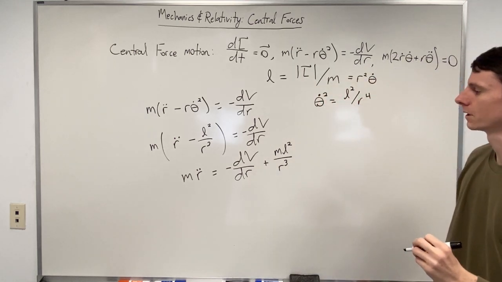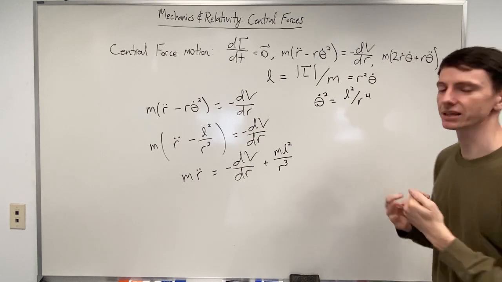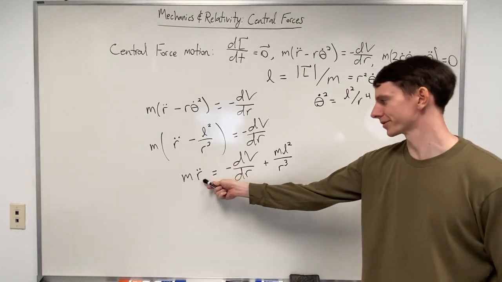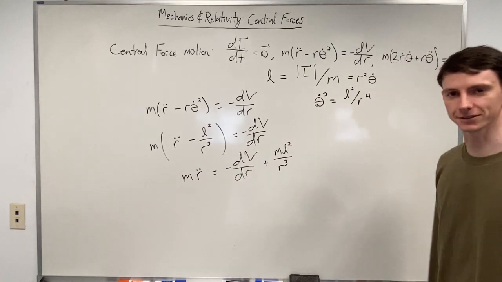Okay. So we're already starting to see how this might start to look like Newton's second law. We have m times an acceleration is equal to some function of r on the right-hand side.